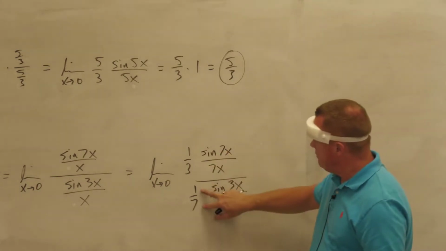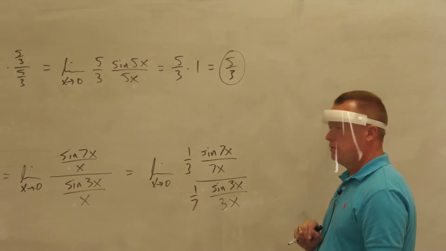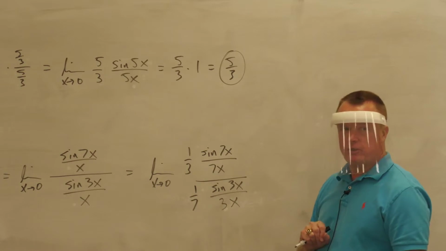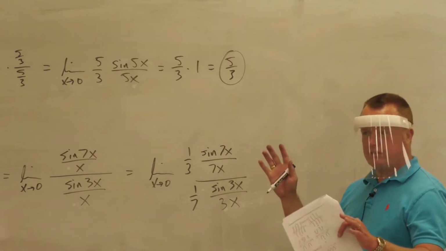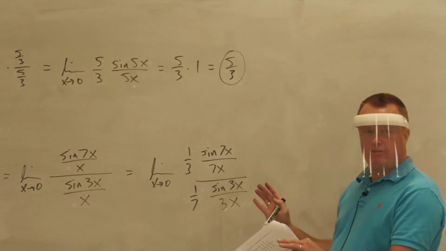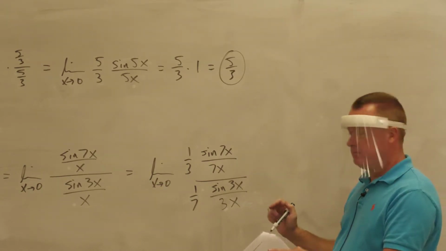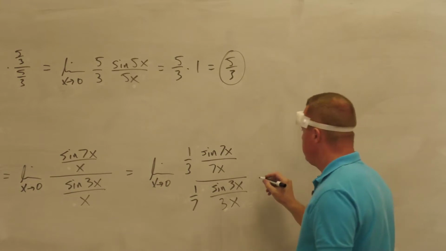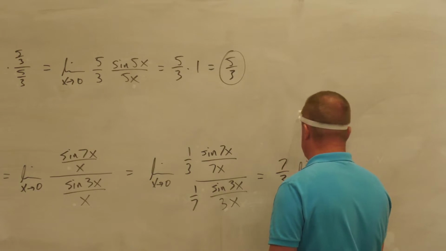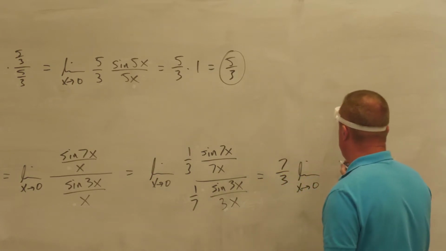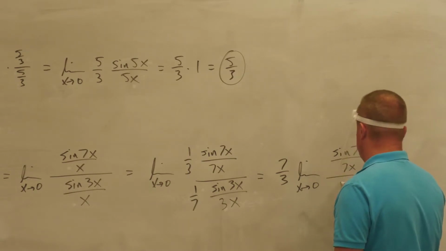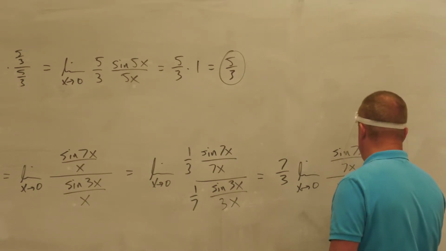What is 1/3 divided by 1/7? That's back to middle school also. Dividing fractions, multiply, flip the second one or the bottom one. 1/3 divided by 1/7 is like multiplying a third times 7. 7/3. All right. So now we will have 7/3 times the limit as x approaches 0 of sine of 7x over 7x over sine 3x over 3x.